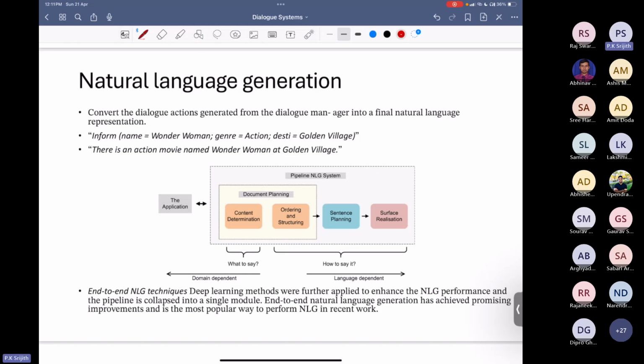So if the action suggested by the policy learner is just to inform the user about some movie named Wonder Woman at Golden Village, the policy learning module will provide an output something like inform, name Wonder Woman, genre action, destination Golden Village. From this, it has to generate a sentence like there's an action movie named Wonder Woman at Golden Village.